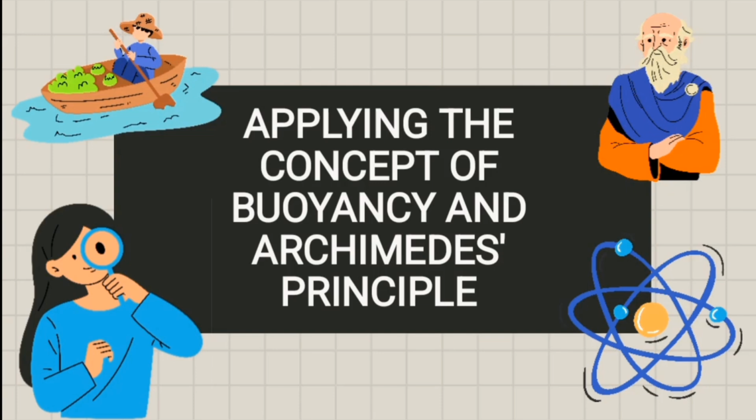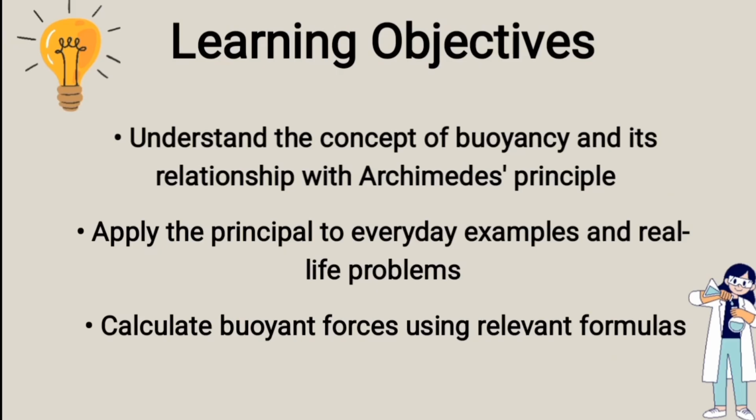By the end of this lesson, we should be able to understand what buoyancy is, how it relates to Archimedes' principle, and how we can apply it in real-life situations. So, our learning objectives are: first, to understand the concept of buoyancy and its relationship with Archimedes' principle. Second, apply the principle to everyday examples and real-life problems. And lastly, calculate buoyant forces using relevant formulas.